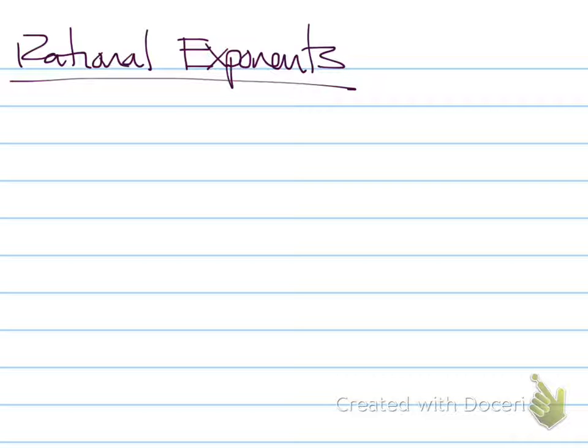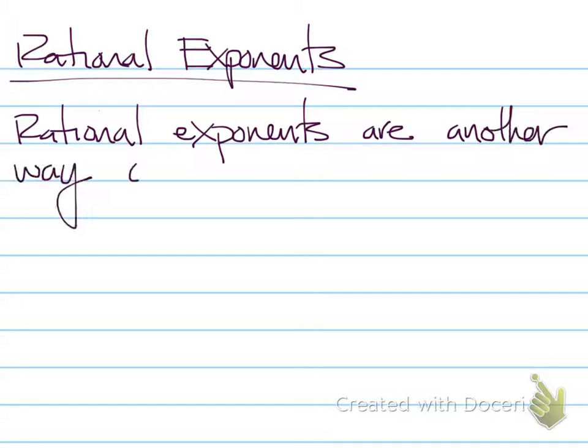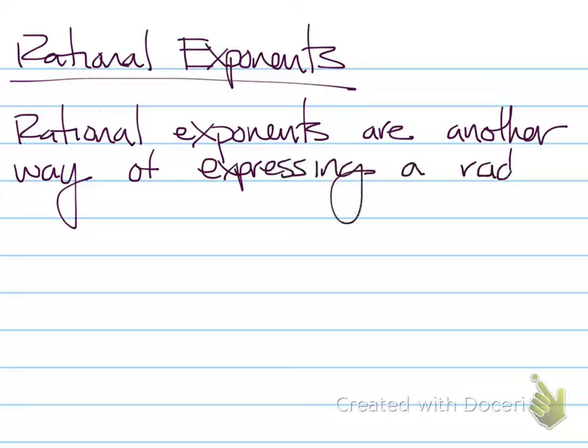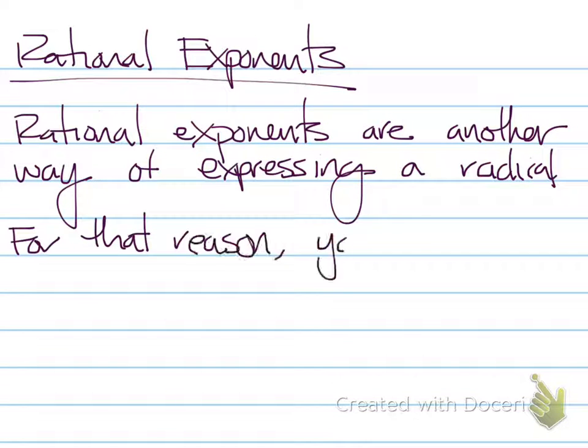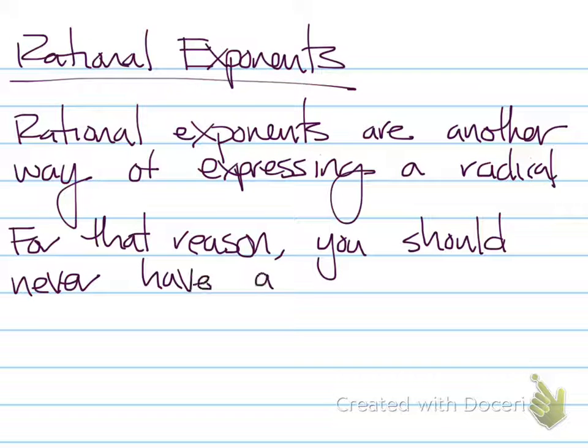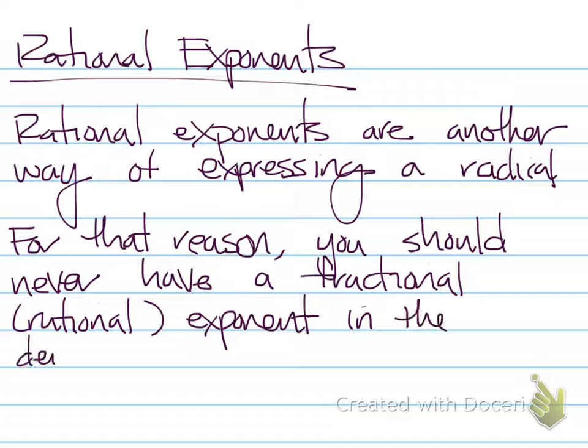This lesson is on rational exponents. Rational exponents are just fractional exponents. It's another way of expressing radicals. You can express all radicals as rational exponents, fractional exponents. For that reason, you should never have fractional exponents or rational exponents in the denominator.